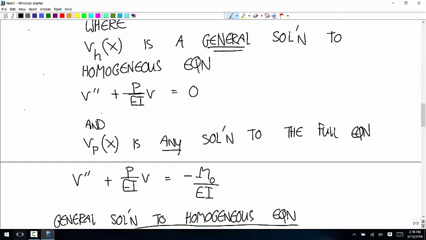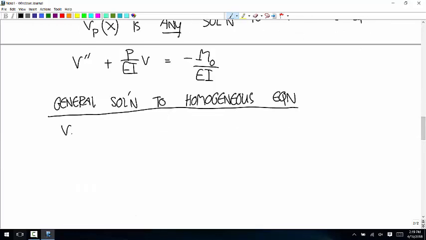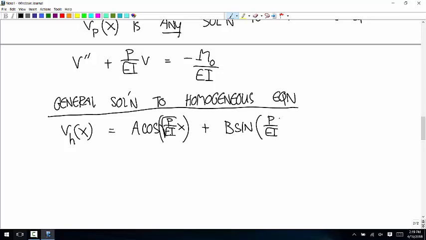And that's the case that we've already done before. This is the equation that we solved for the case of a pin connection. And so that general homogeneous solution, V_h of x, is A times the cosine of the square root of P over EI times x, and this is all an argument to that cosine, plus B times the sine of the quantity square root of P over EI times x. Okay, that was easy. And now we need any single solution to the full equation.